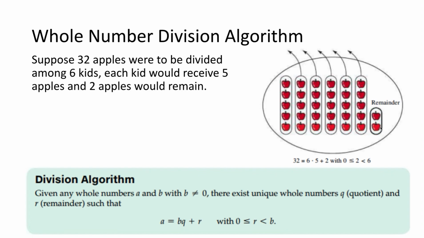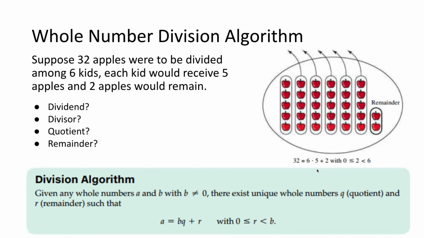But there are remaining apples. You can just add that together, right? So we have 5 times 6 plus 2 more apples. And together, that is 32 apples. So we have 32 apples is equal to 6 groups times 5 apples in each, and the remainder, plus 2. That is the division algorithm. That's the best way to check your division answer, right?